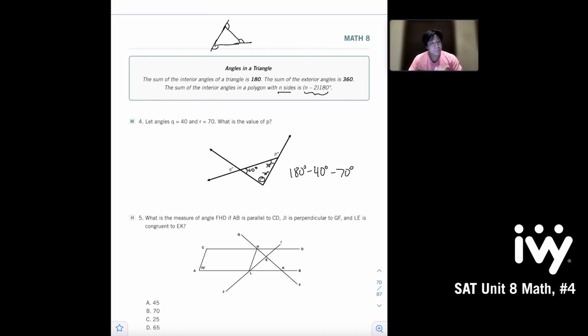So now we see that angle P and that 70 degree angle are supplementary angles, so P must be equal to 180 degrees minus 70 degrees, which is the same as 110 degrees.